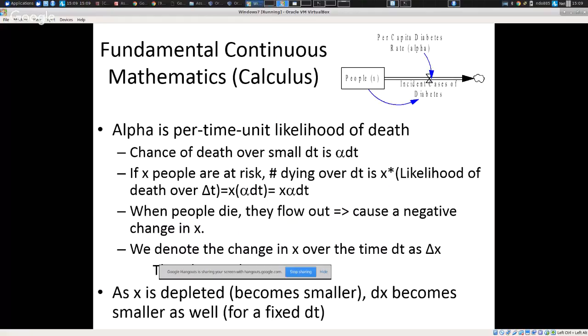Now, when people die here, they flow out, right? They flow out of here. They're flowing out. There's a rate of change that's drawing down X, right? We have 1,000 people in the stock, and a per capita rate of transition of 1%, so the rate of flow out is going to be 10, and flowing out is going to draw down the stock, okay?